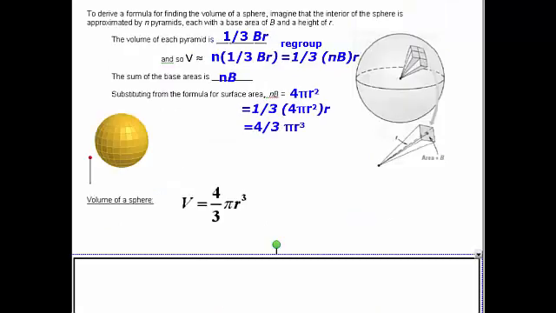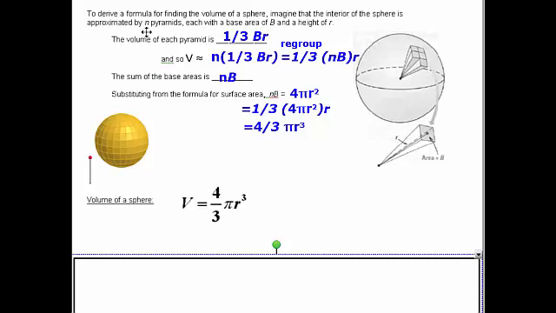We're going to derive the formula for finding the volume of a sphere, and to do so, imagine the interior of the sphere is approximated by n pyramids, each with a base area, uppercase B, and a height of r. So the radius extends out, that's the height of my pyramid, and then the base of that pyramid is uppercase B. And we know from our volume of a pyramid, it's 1/3 the area of the base times the height.